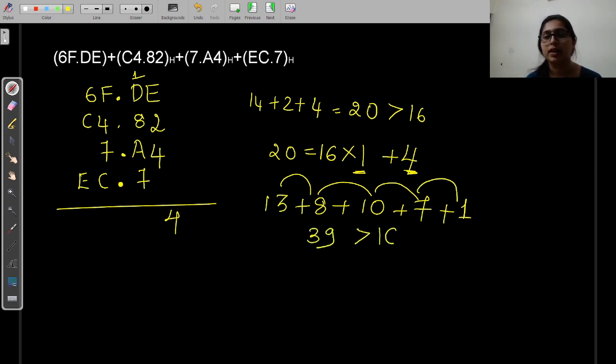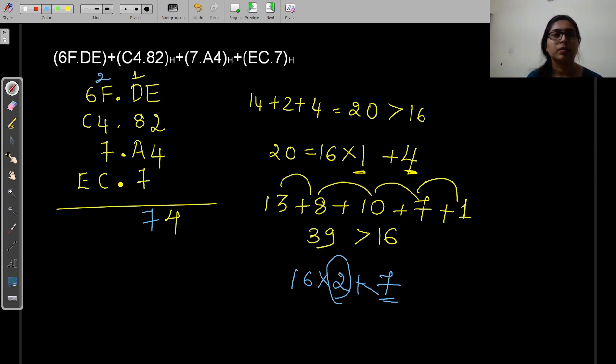Once again, this is greater than 16. So in this case, I will not take 16 ones because now we have the nearest value, 16 twos are 32. So 16 into 2, what is remaining? 7 is remaining out of 39. So this I can write here. This I can take as carry. Okay. So now once again, you have 2.